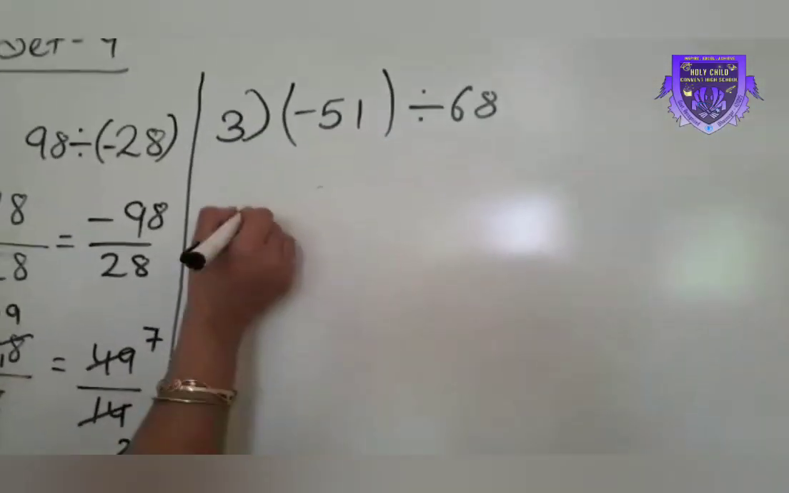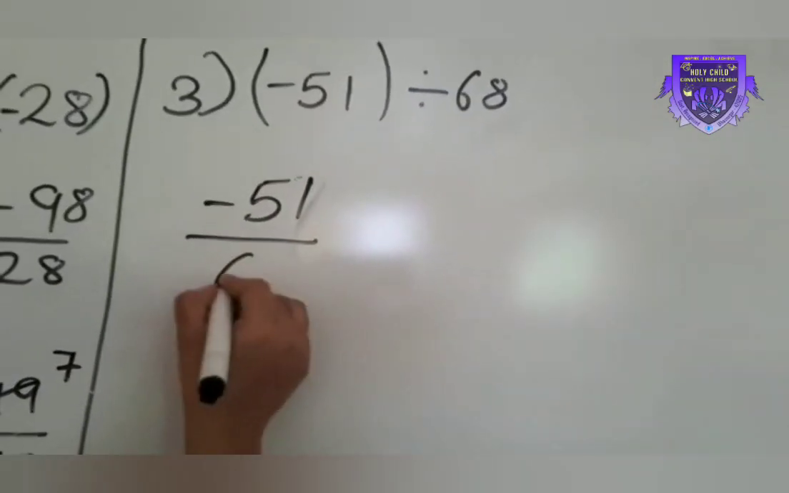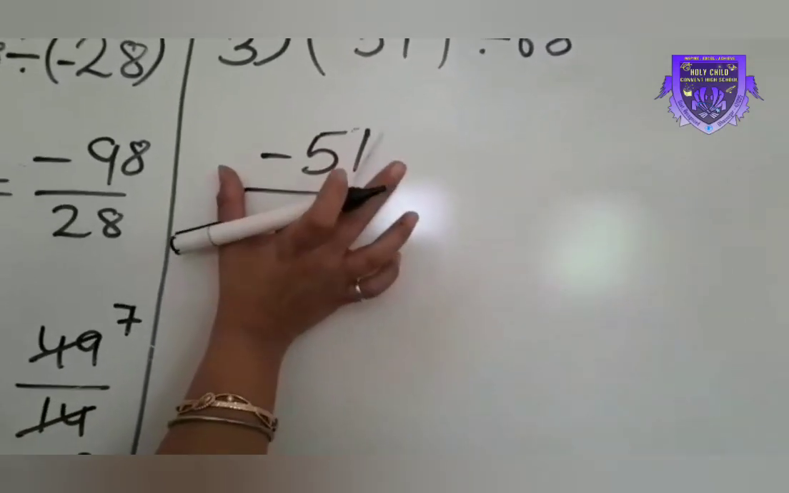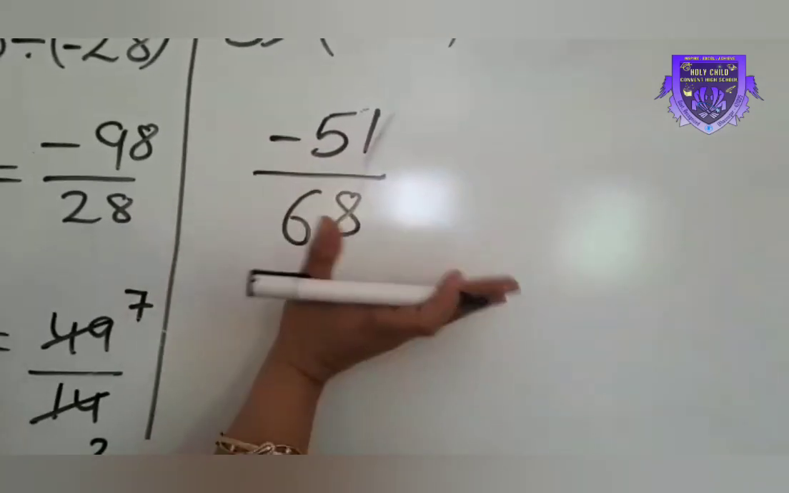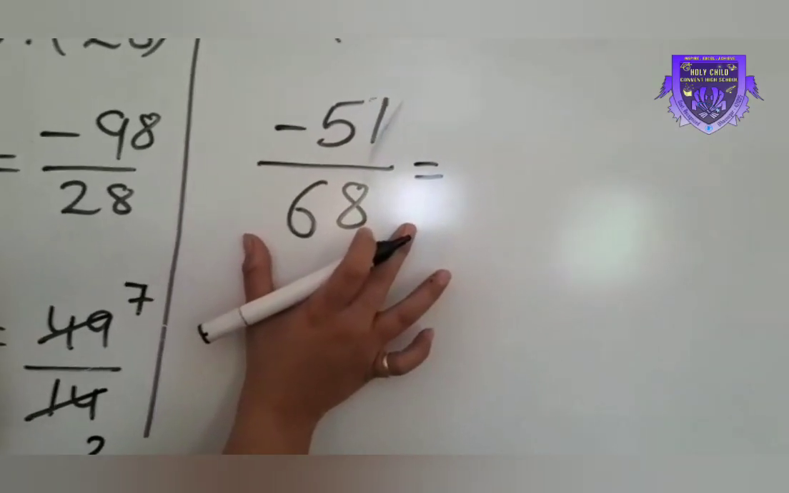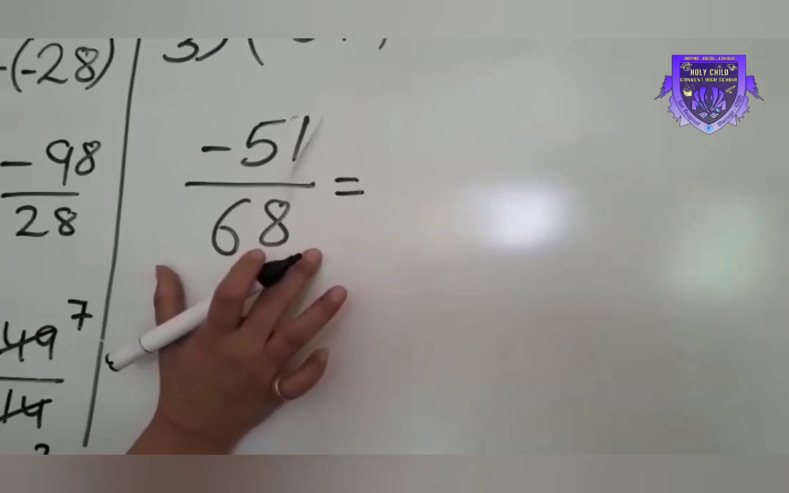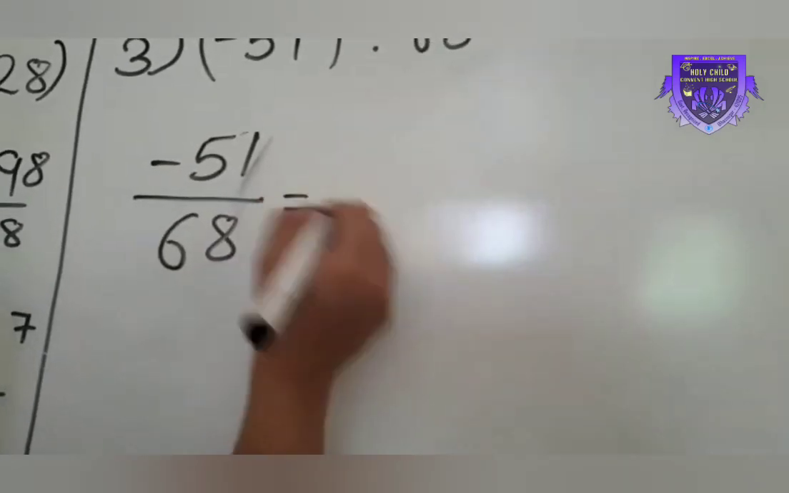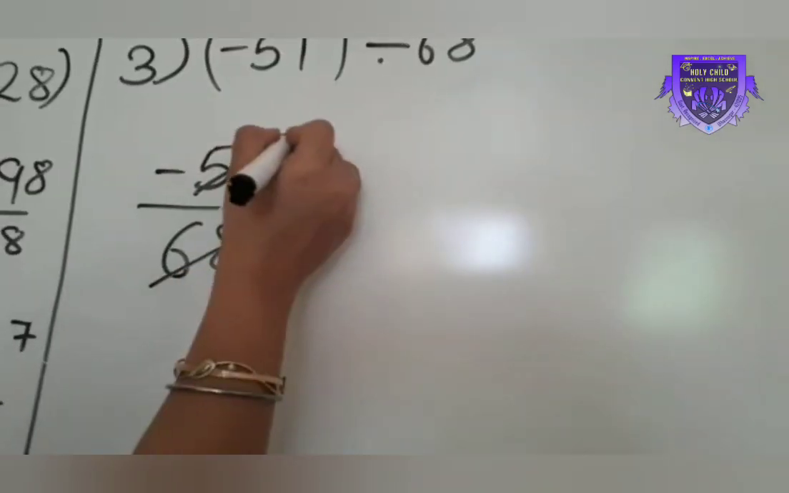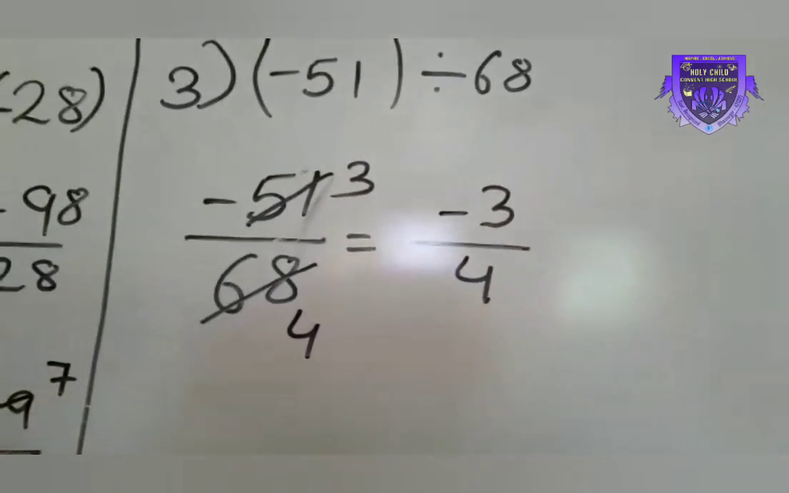Third sum. Negative 51 when divided with 68. Here we already have the negative sign in the numerator, so we don't have to do anything. Just we have to see whether both come in one table or not. Do they come in one table? Yes, they come in the table of 17. We'll start with the cutting method. 17 fours are 68 and 17 threes are 51. So we'll get the answer minus 3 upon 4. Understood?